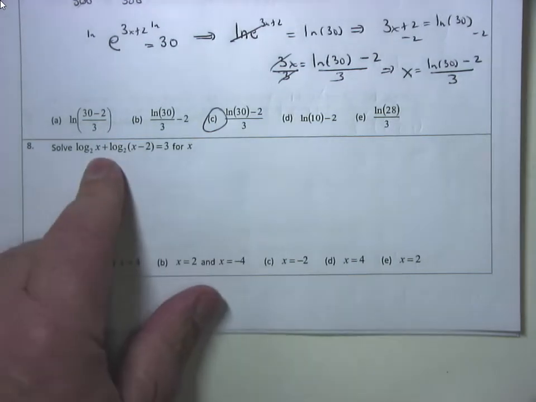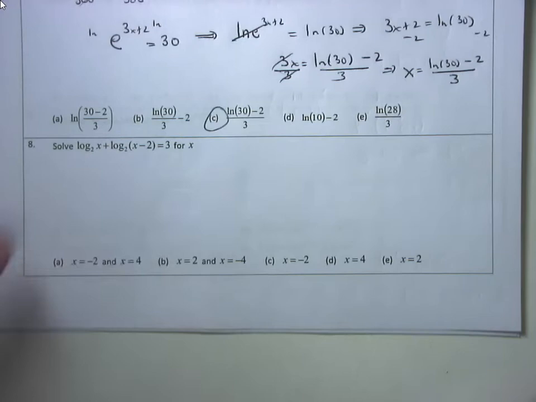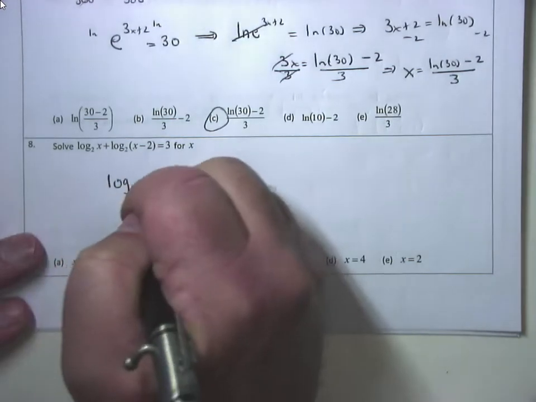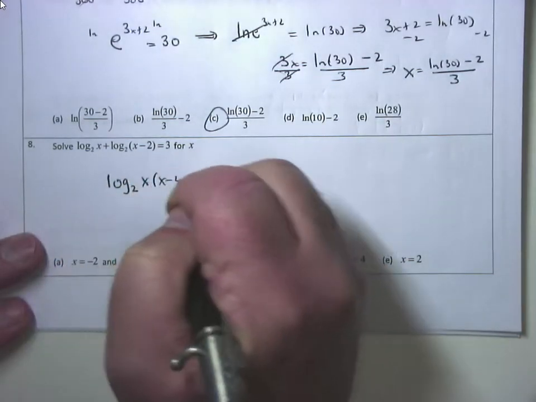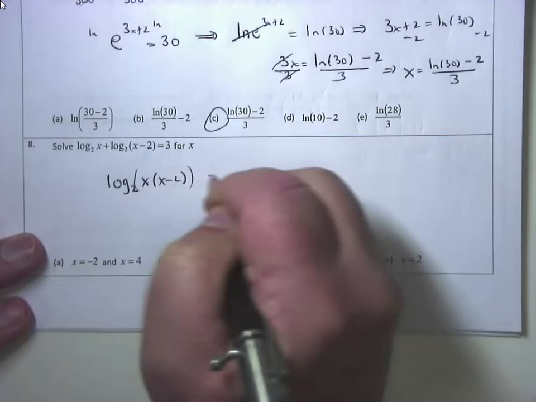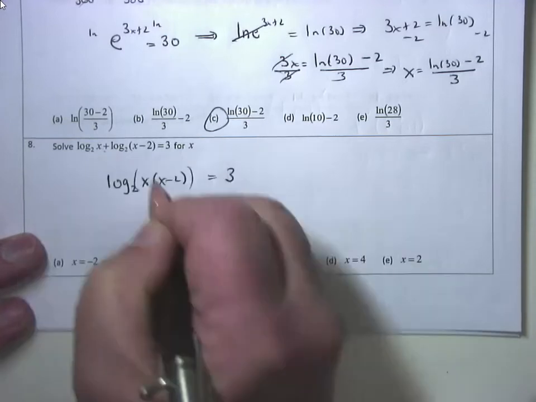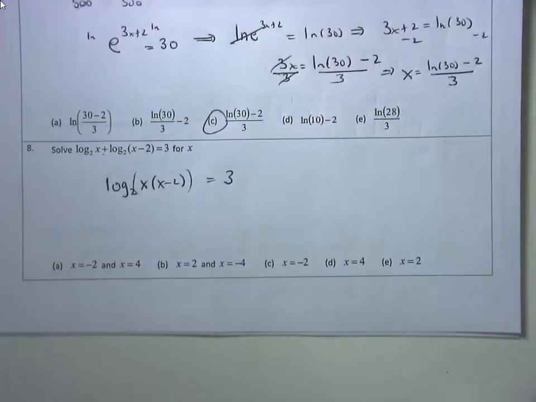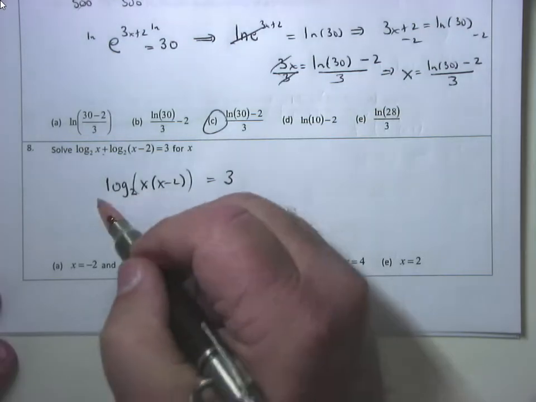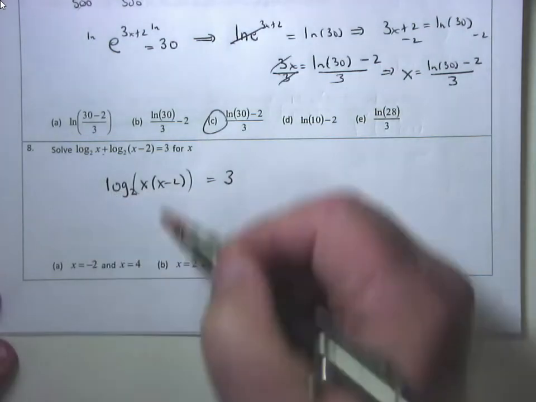Addition turns back into multiplication. So you end up getting the log base 2 of x times x minus 2 equals 3. So addition turns back into multiplication. And now you have to get rid of the log. You get rid of the log by one of two things. I can use one of our properties. With log base 2, I need to raise 2 to that power, and what I do to one side, I do to the other.